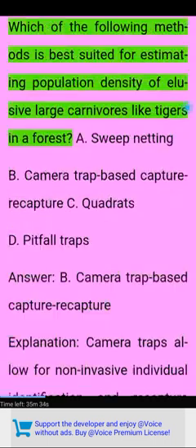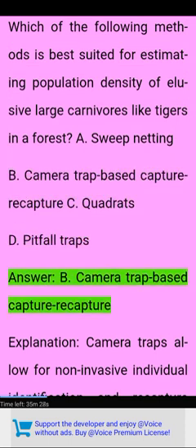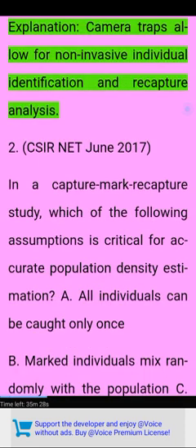CSIR-NET Dec 2018. Which of the following methods is best suited for estimating population density of elusive large carnivores like tigers in a forest? A. Sweep netting. B. Camera trap-based capture recapture. C. Quadrats. D. Pitfall traps. Answer. B. Camera trap-based capture recapture. Explanation. Camera traps allow for non-invasive individual identification and recapture analysis.